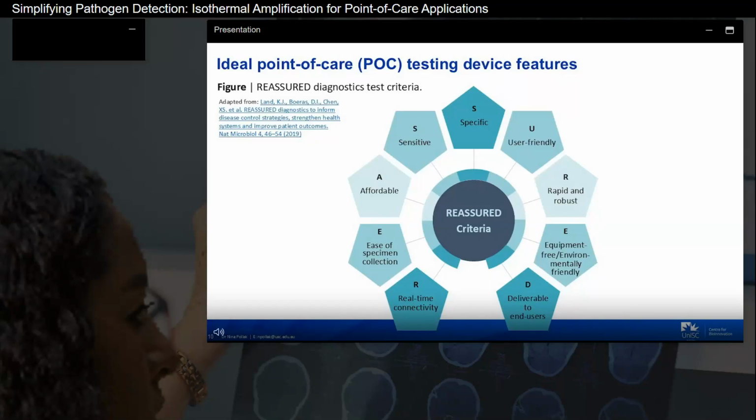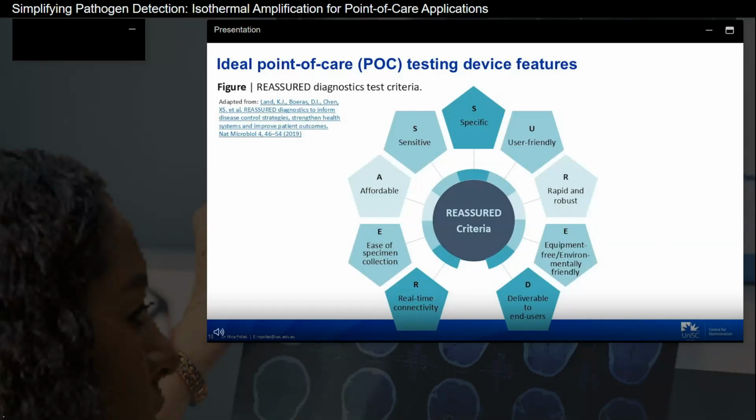E for equipment-free or environmentally friendly. The ideal test doesn't require sophisticated equipment. It should be operable with minimal devices, perhaps powered by simple solar or battery options. And when it's done, disposal should be easy, with recyclable materials that are gentle on the environment.